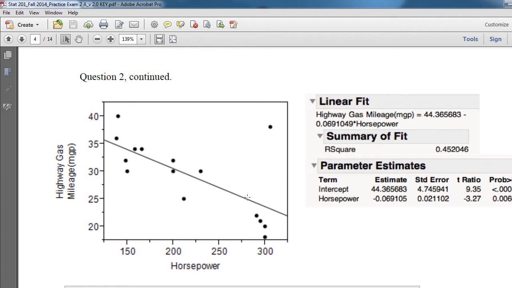No outliers. So the question is, do we meet the no outlier condition? And the answer is no. When we say yes, we're saying yes, there are no outliers, but we can't say yes here. There is an outlier, a car that had very high horsepower and high highway gas mileage. We would predict that car way lower. It's an outlier in our predictions.